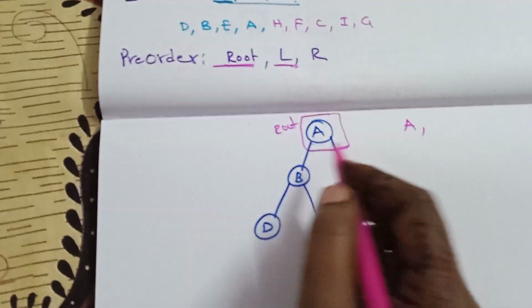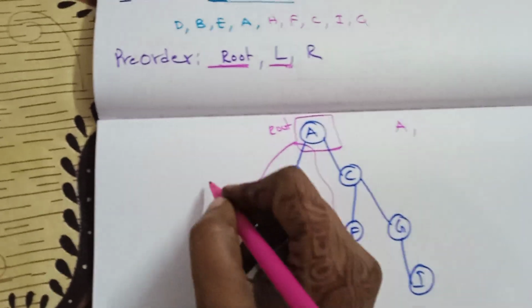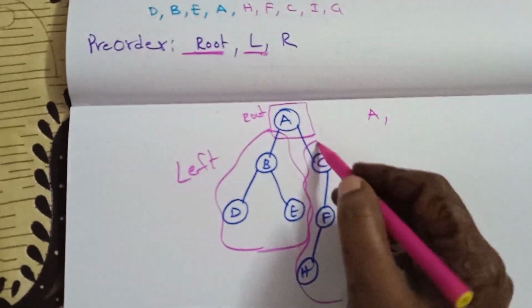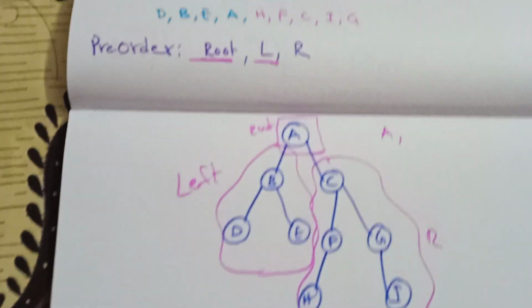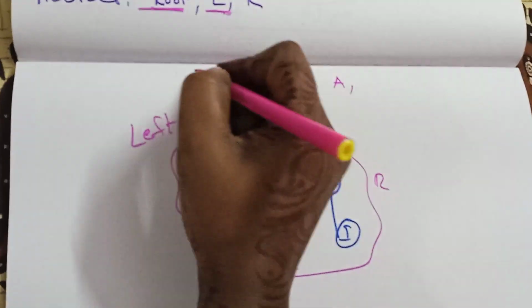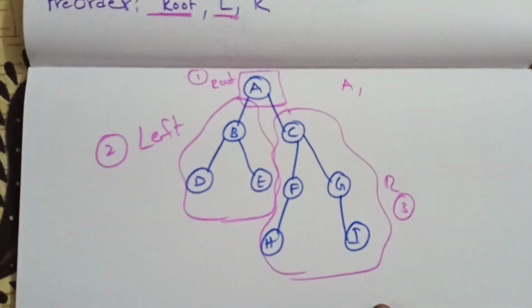Left child. Now the root node's left child is this partition. This is the left side of the root node. And this is the right side of the root node. So visiting the root node is first, left is second, and right is third.